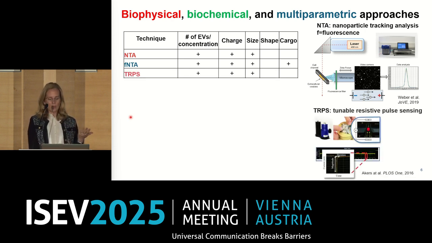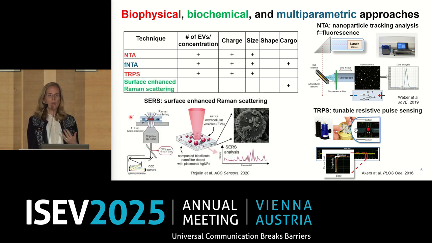And also we can use tunable resistive pulse sensing. So two compartments, there is a little pore in between, and we measure the volume of vesicles passing through the pore, and that gives us this resistive pulse that we can provide as a measurement. And then we can go further, right?